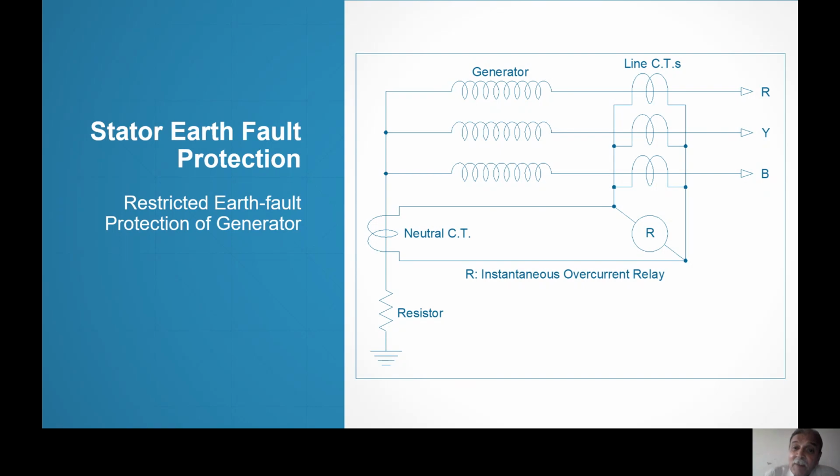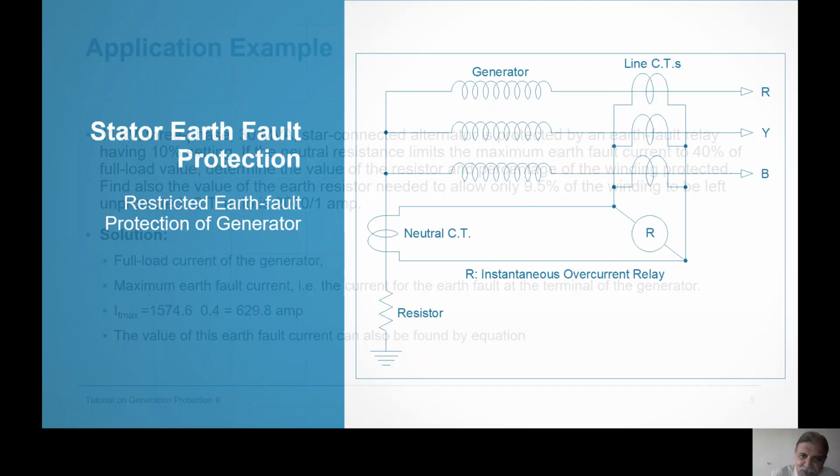Now, we'll take one example to show what should be the value of the resistor, what should be the value of the earth fault current for the terminal earth fault, and for what sensitivity of the relay we are talking. We want to conclude that this REF protection for large generators, 120 megawatt, 210 megawatt, 500 megawatt, 660 megawatt, is useless. This cannot be used. We want to prove that. For proving that, I am showing this.